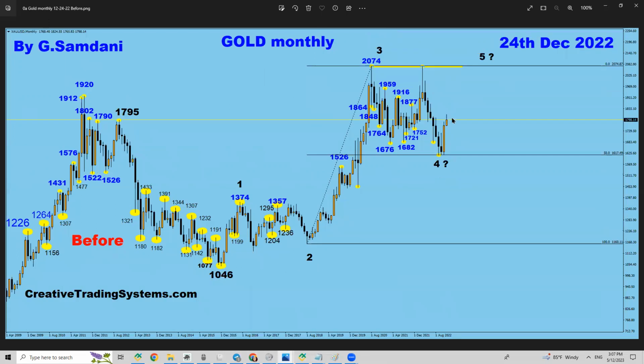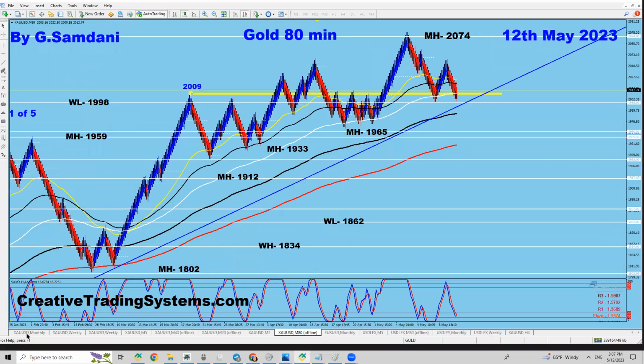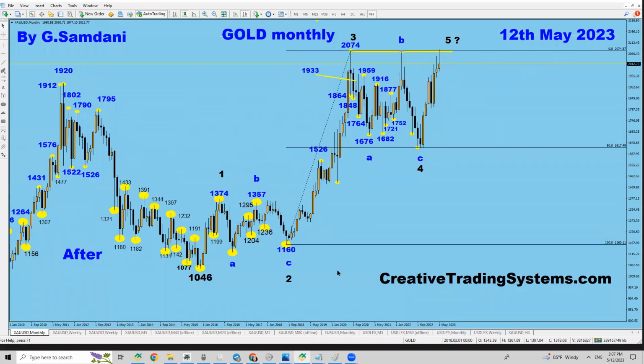It says here the rest of the story: 1, 2, 3, 4, and the 5 will go here, and the hurdle will come right here. This high, these two highs, right? So watch what happened to this chart. This is December, almost 5 months ago. So what happened to this chart is this: 1, 2, 3, 4, and 5.